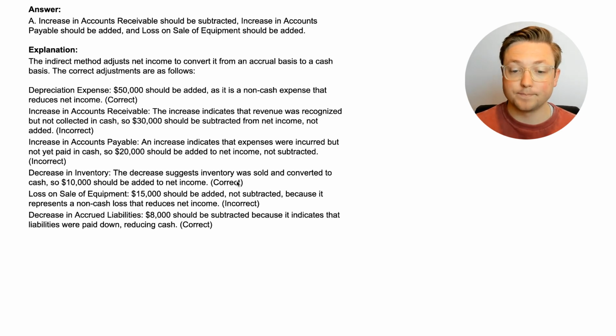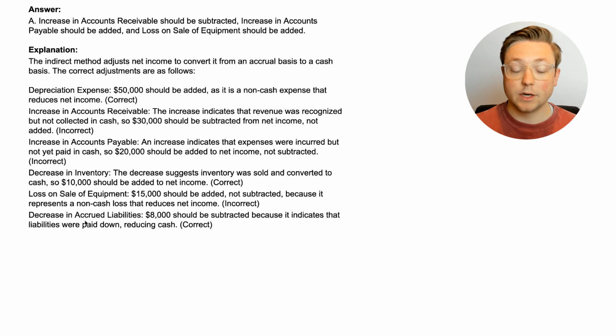They did that correctly. And the loss on the sale of equipment, this should be added, not subtracted, because it represents a non-cash loss that reduces net income. So they reduced net income but again, there wasn't actually any cash that left their account because of the loss specifically. So they have to add that back to get the correct cash flow. So they did that incorrectly.